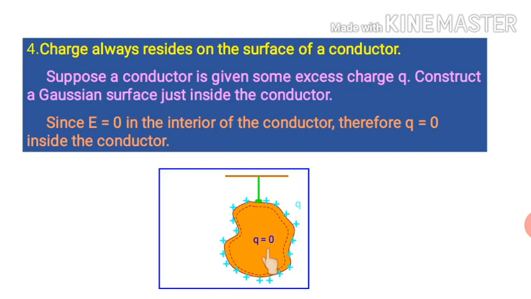And Q equals 0 inside the conductor, which we have already discussed in the previous property, which says that the net charge in the interior of the conductor is 0. Since E equals 0 in the interior of the conductor, therefore Q equals 0 inside the conductor. The moral of the story is: E equals 0, Q equals 0 inside the conductor, and whenever charge is given to a conductor, the whole charge gets distributed on its surface.